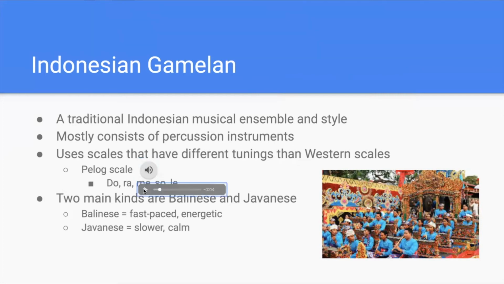So you can see that there are 5 notes in the scale. So do, ra flat, me flat, sol, and le flat. And there are 2 main kinds of Indonesian gamelan music. There's Balinese and Javanese. Balinese is usually fast-paced and energetic, while Javanese is usually slower and calmer.